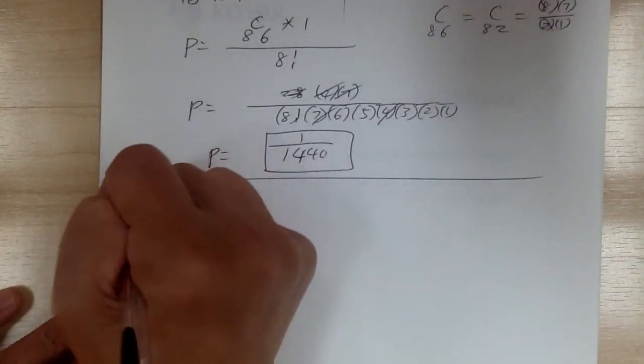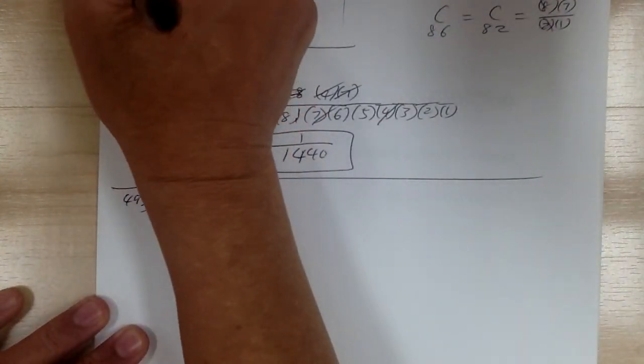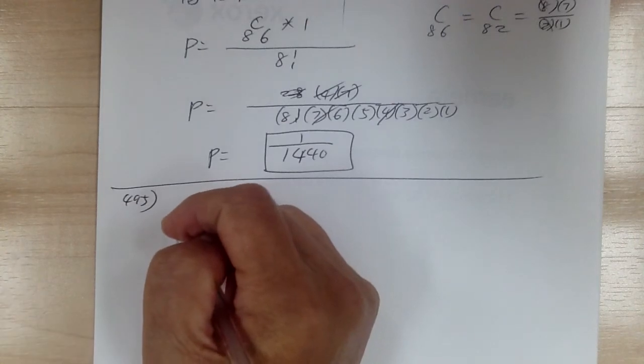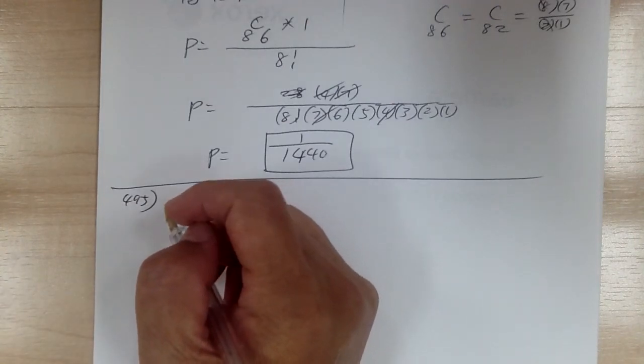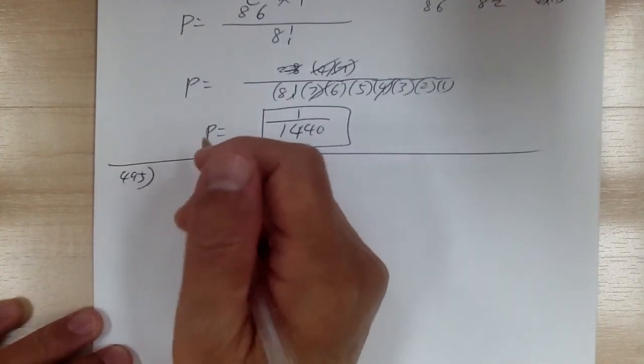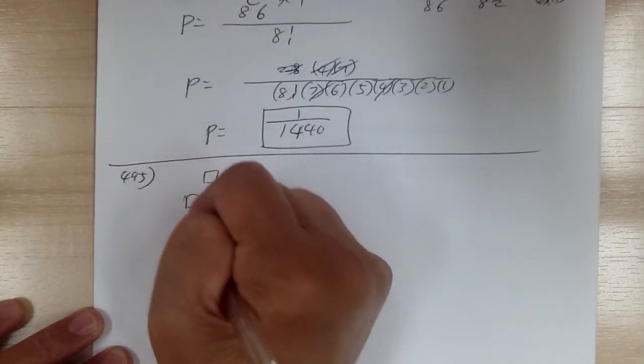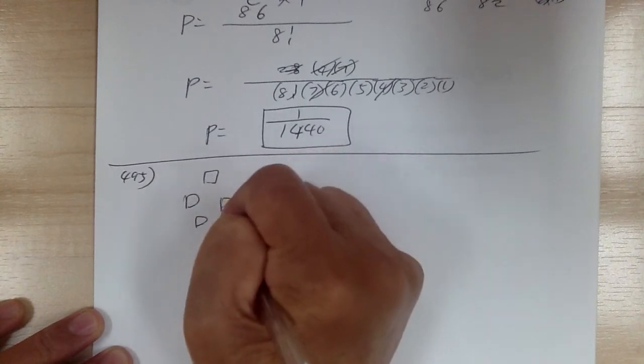Okay, let's go to 495. An integer from 1 through 10 inclusive is partitioned at random into 2 sets of 5 elements each. Okay, so you got 5 numbers each.